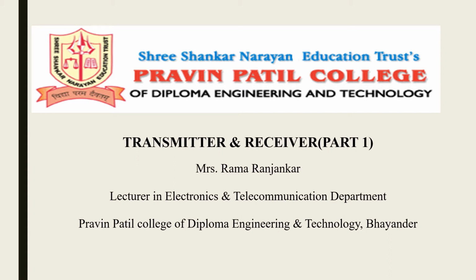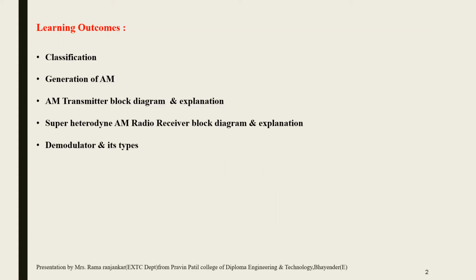Technology, Bhayandar. Today I am going to explain Chapter 3, Transmitter and Receiver Part 1. Learning outcomes of this topic are classification of modulation, generation of AM, transmitter block diagram and explanation, super heterodyne AM radio receiver block diagram and explanation, demodulator and its types.